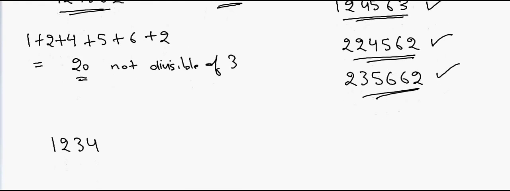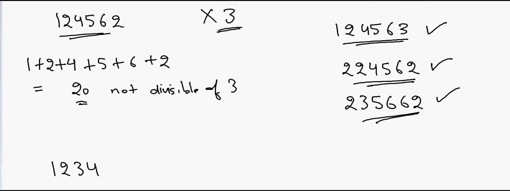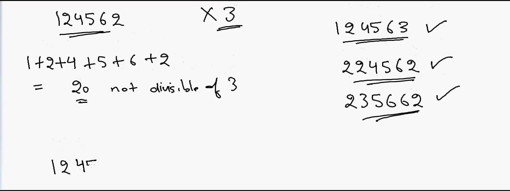Now let's talk about 4. The number was 1 2 4 5 6 2, and we want to know whether it is divisible by 4 or not. In that case I have to look at the last two digits and check whether they are evenly divisible by 4. So 62, if we try to divide 62 by 4, I'll get 15 and then I have 2 left. So that is not evenly divisible by 4, and this number cannot be evenly divided by 4.